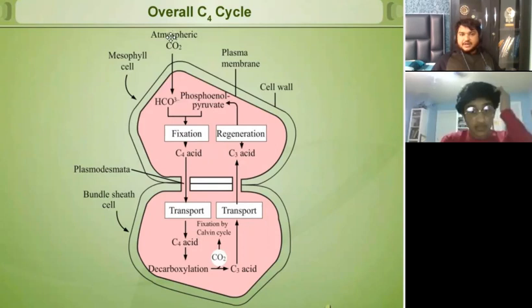Remember, atmospheric carbon dioxide is coming. This carbon dioxide forms bicarbonate, and there is already phosphoenol pyruvate, which is carbon number 3. I mean it contains 3 carbons, and 1 carbon dioxide is coming. They are fixing each other: carbon dioxide and the 3 carbon compound phosphoenol pyruvate. This is called PEP. So PEP is combining with CO2. Just tell me how many carbons will be formed after fixation?